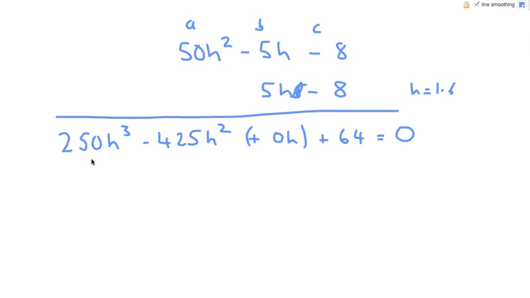Now remember I said this is a bit more tricky because of the 250. So, because of the 250, it makes it a little more challenging.